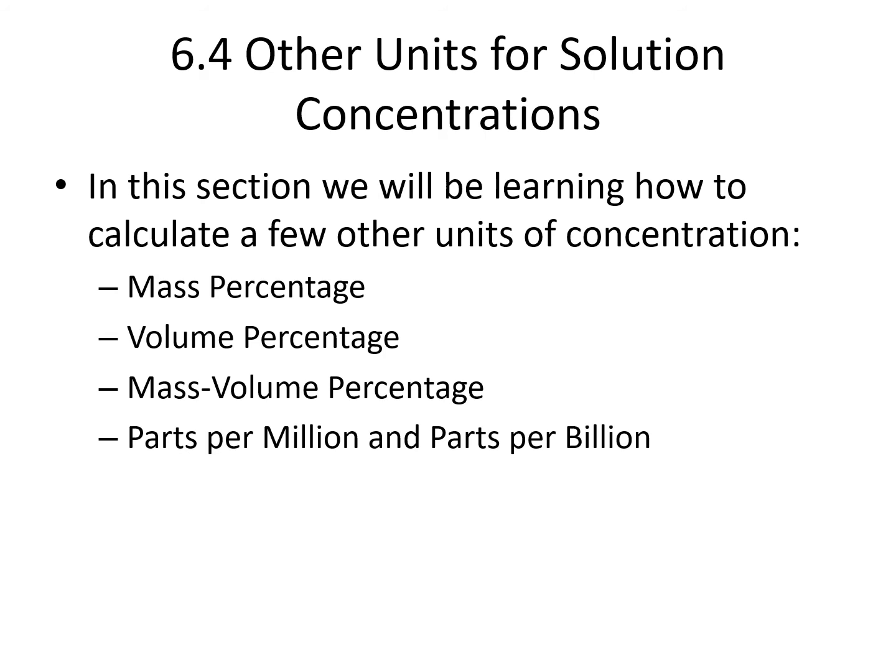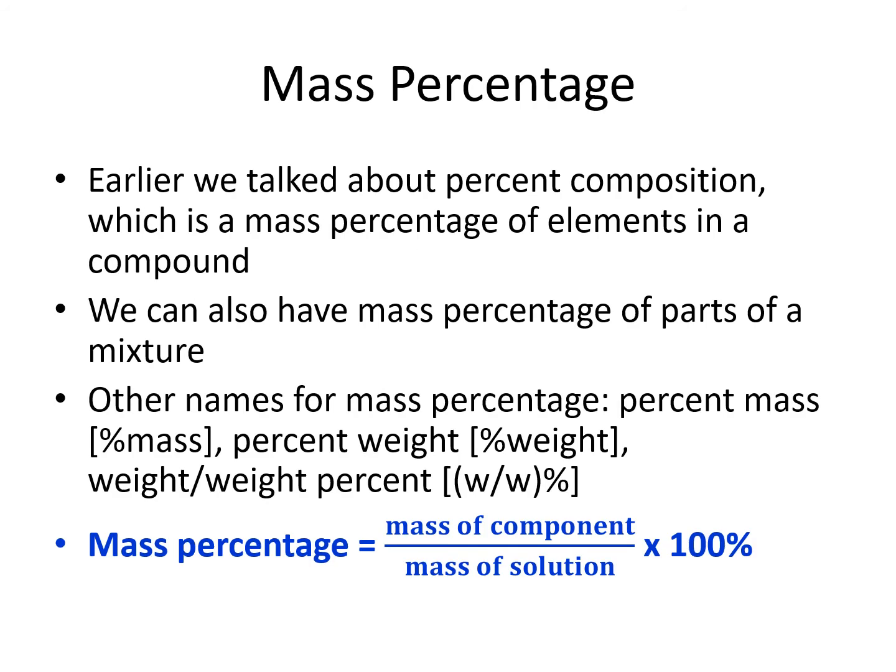We've talked about molarity, which is 1 unit of concentration. In this last section of Chapter 6, we're going to talk about some other units of concentration. We'll talk about mass percentage, volume percentage, mass volume percentage, parts per million, and parts per billion. So first, we'd like to talk about mass percentage.